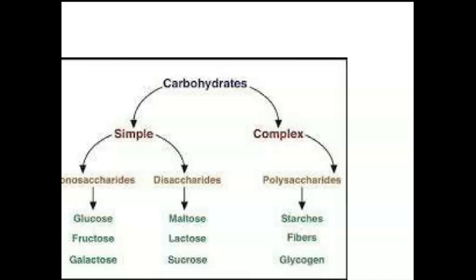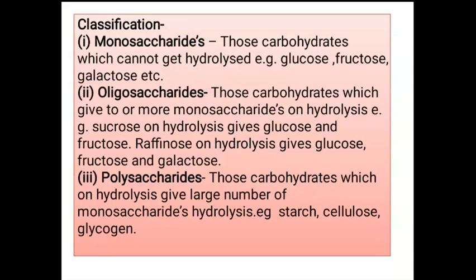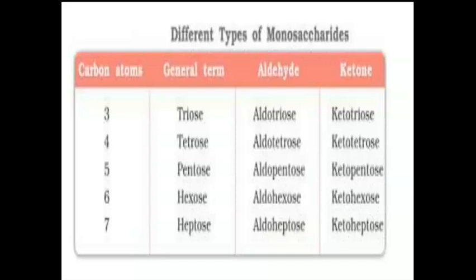Now we can also classify the carbohydrates on the basis of their sweetness, means whether they are sweeter in taste or not. So based on taste, they can be classified as sugars or non-sugars. Sugars means they are sweeter, non-sugars means they are not sweeter. So all oligosaccharides and monosaccharides are sugars, whereas polysaccharides are non-sugars.